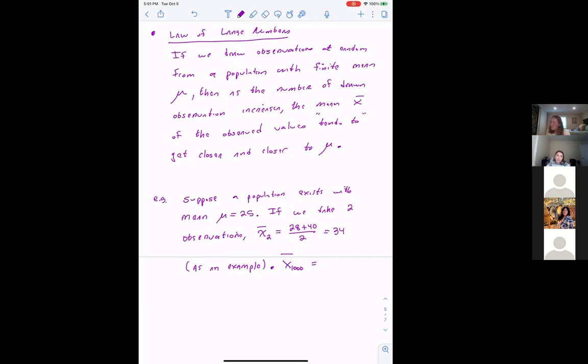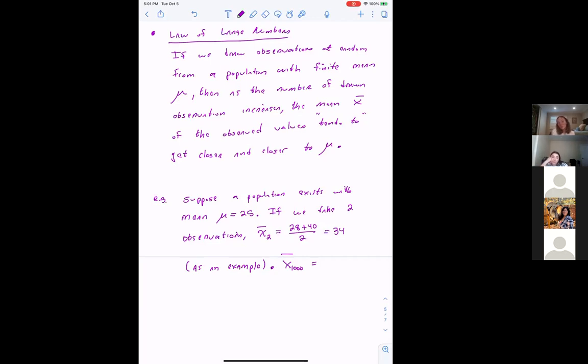So Luis, if the mean is 25, then if I take 2 data points, it could really be anywhere, because any data point can be anything for the most part. So if I get 28 and then I get 40, I average them, I get 34. But if you take 1,000 observations, that's a very large number of observations. So the law of large numbers says, as you take lots and lots of observations, the sample average should be in the vicinity of the actual average. And the actual average is 25.